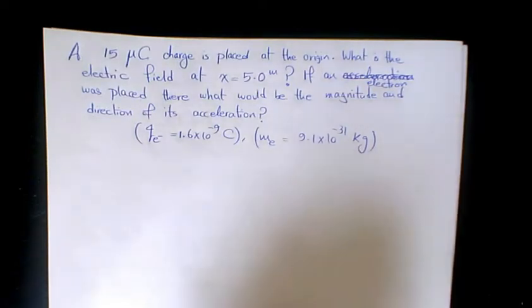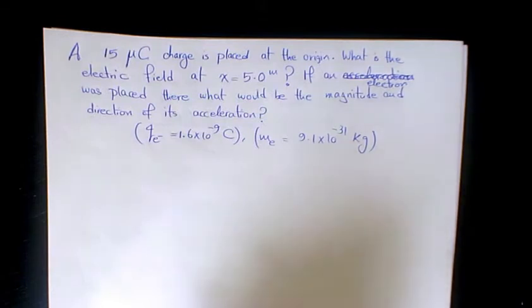A 15 microcoulomb charge is placed at the origin. What is the electric field at x equals 5 meters? And if an electron was placed there, what would be the magnitude and direction of its acceleration?